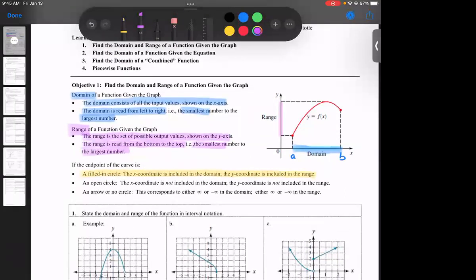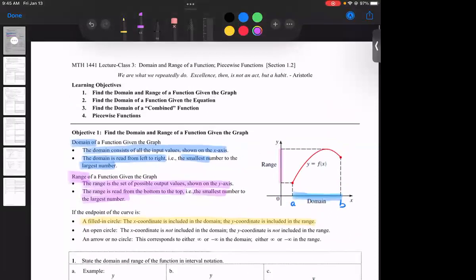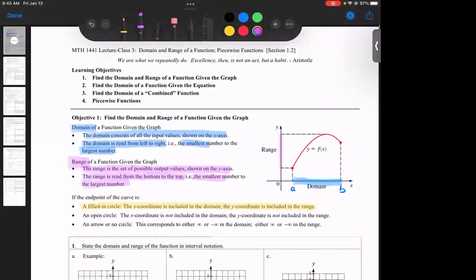And again, if it's filled, so for example, if I look at this function right here, if I plug a into the function, I'm going to have f of a, yes? If I plug b into the function, I'm going to have f of b, right? I don't know what the height is. I don't have a number for you, but abstractly, that's what it is. So here I have f of a, and here I have f of b.